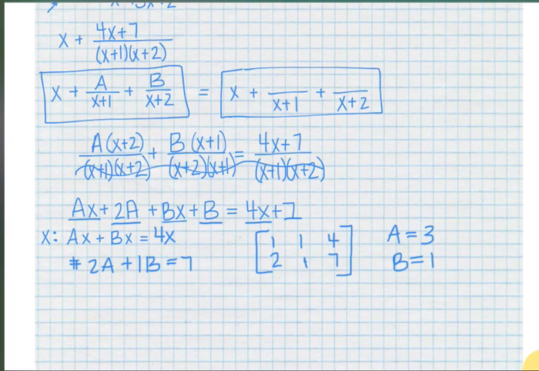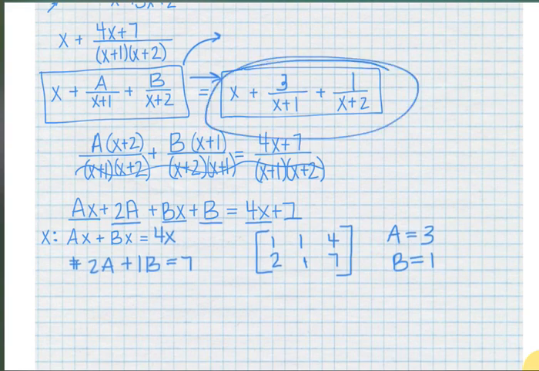So then we'll hop back to this. Now that we know that A is equal to 3 and B is equal to 1, we can go ahead and just use what we had over here. So remember, we still had that x out in front. A is 3, so I'll pop that on top of my x plus 1. B is 1, so I'll pop that on top of my x plus 2. And that guy right here is my answer.